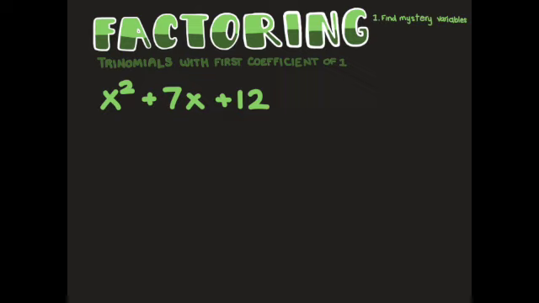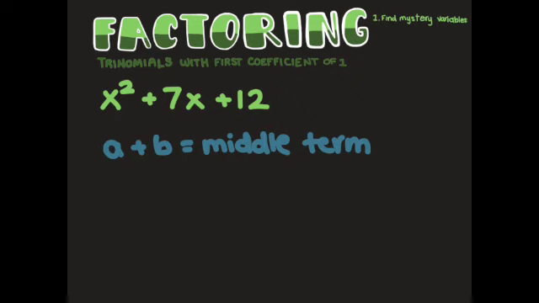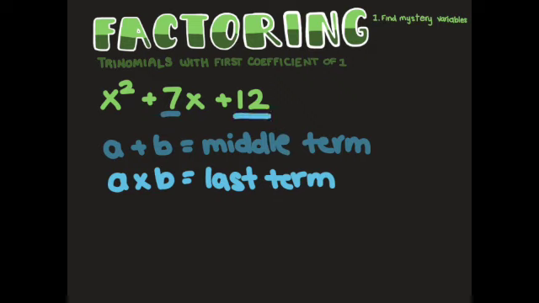So, the rules for these variables are that a plus b is going to equal our middle term, so in this case, that's 7. And then a times b is going to equal our last term, or 12. And with the use of some minor brain power, we can figure out that a is equal to 3 and b is equal to 4, or vice versa.